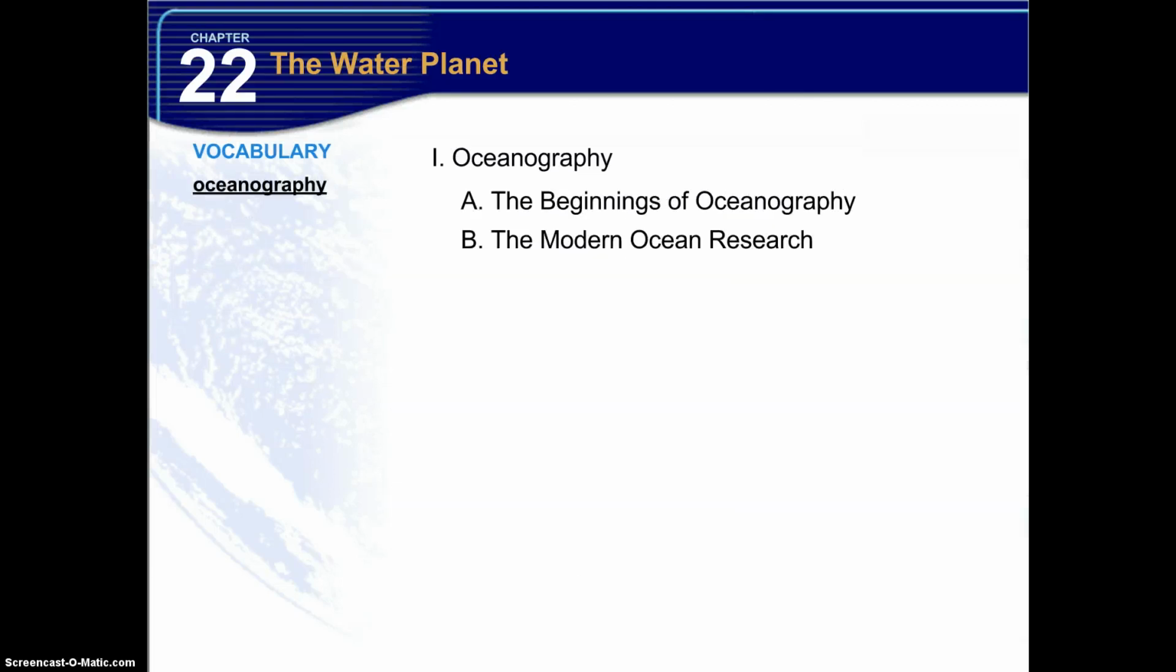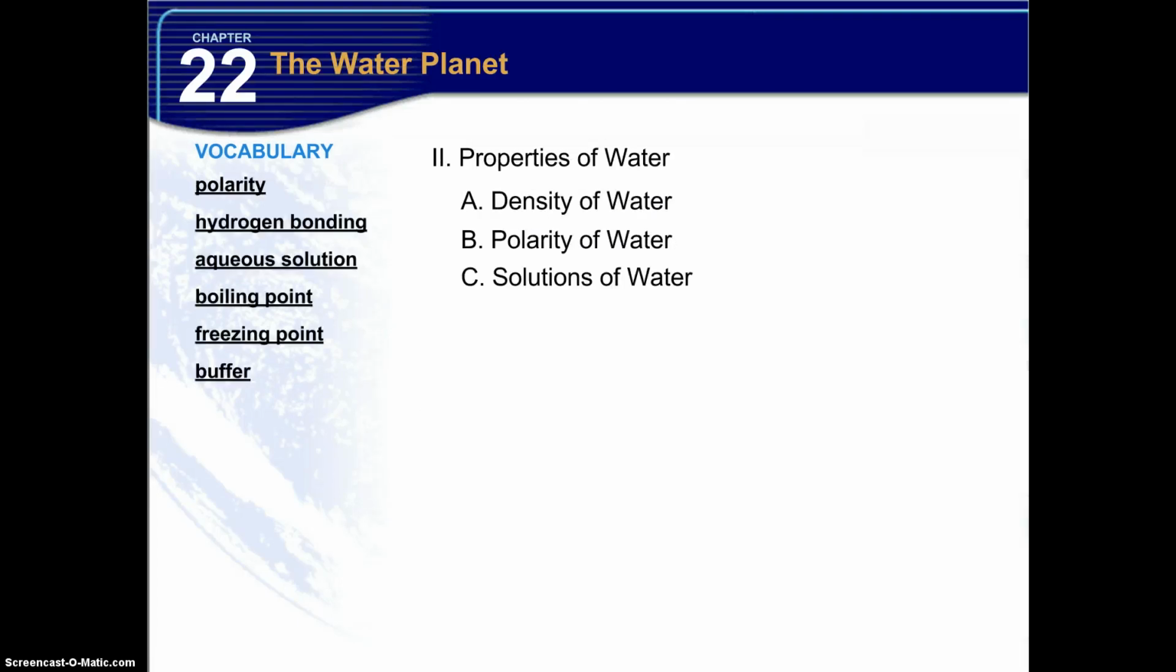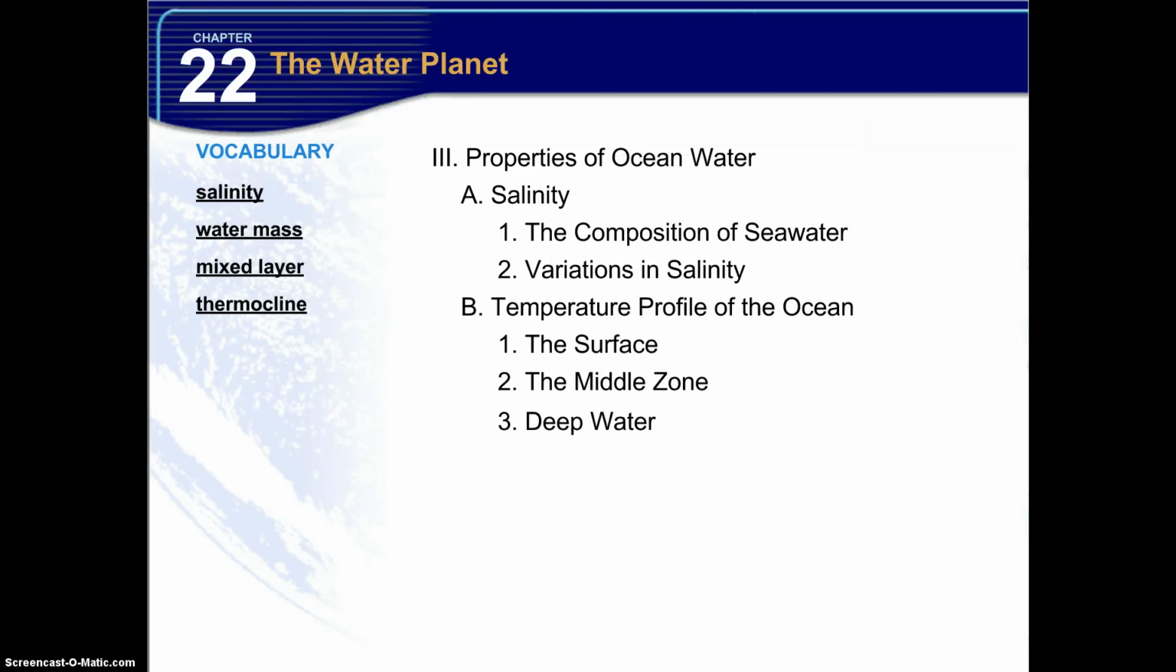So let's review really quick. Section 1 had oceanography, the beginnings of oceanography, modern ocean research. Then section number 2, properties of water: density of water, polarity of water, solutions of water. Properties of oceanic water was section 3: salinity, the composition of seawater, variations in salinity, temperature profile of the ocean, where we talked about the surface, the middle zone, and the deep water.